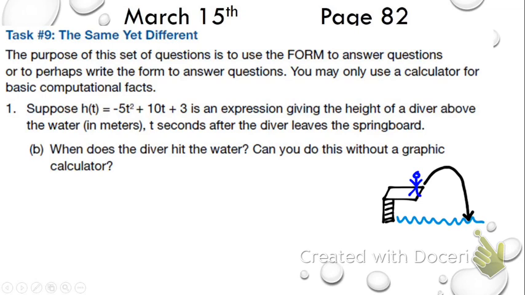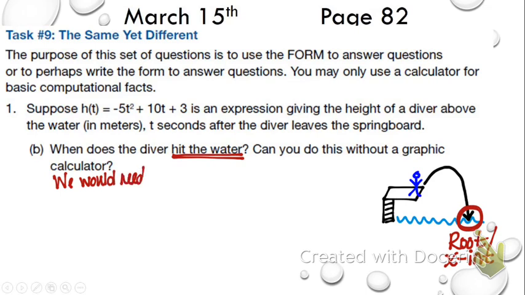Question B says, when does the diver hit the water? So what am I looking for on the picture now? X-intercept or a root. Yes. So right here, which would be a root or an x-intercept. Can I tell that from the form they gave me? No. What form would I need? A root form? That's not what it's called. We would need factored form.